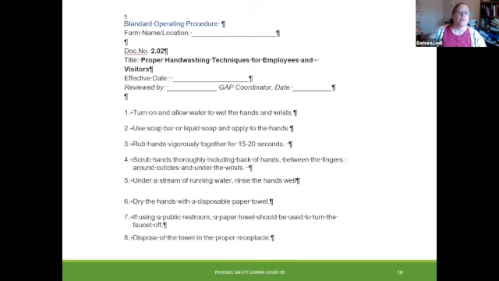And rubbing hands vigorously together for 15 to 20 seconds. You may want more specifics, or may want to also list and look at the sign, the poster that is posted at the hand washing site. And at the end, it says dispose of the towel in a proper receptacle. You might list what that proper receptacle is, don't just say proper.